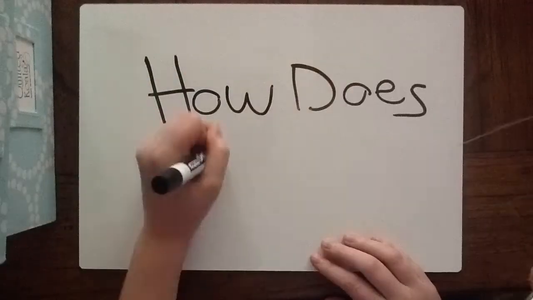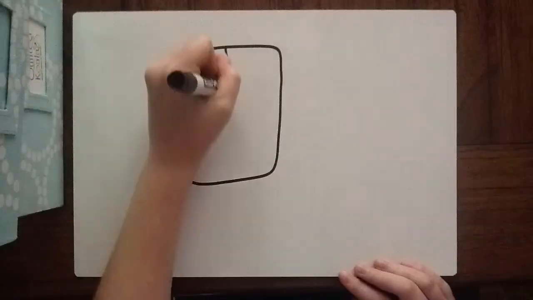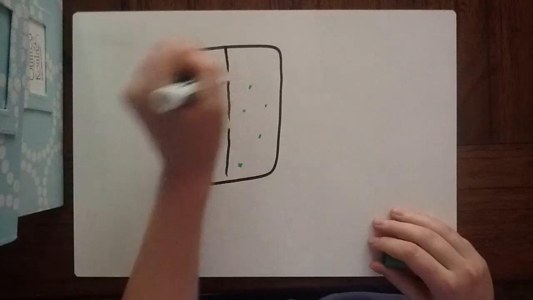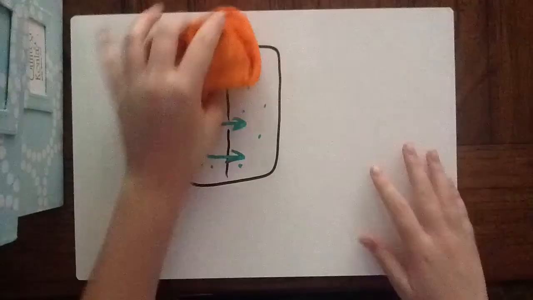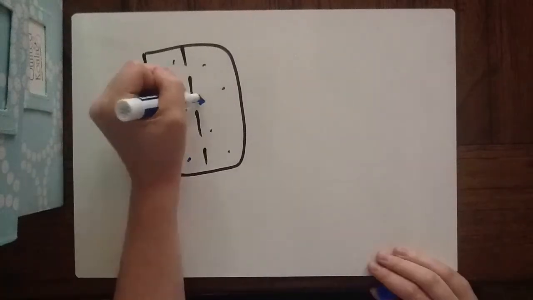Now, how does this all work? Well, this works on the principles of diffusion, which is the movement of molecules across a semi-permeable membrane. Most polar molecules, such as sugar, cannot pass through this membrane. However, water molecules can cross this membrane, and this is called osmosis.